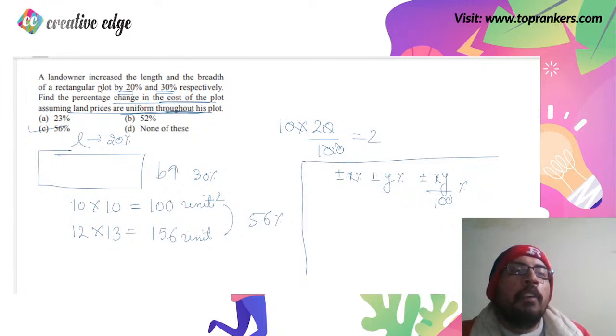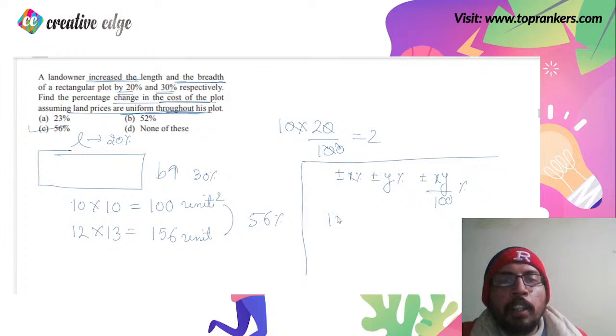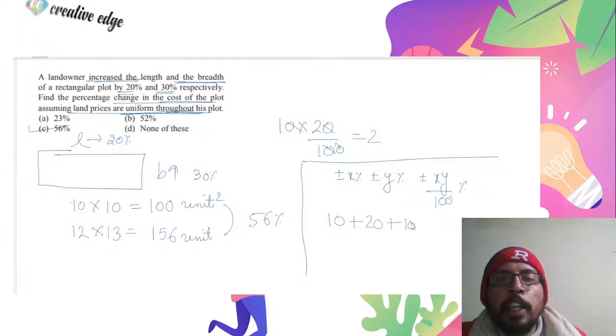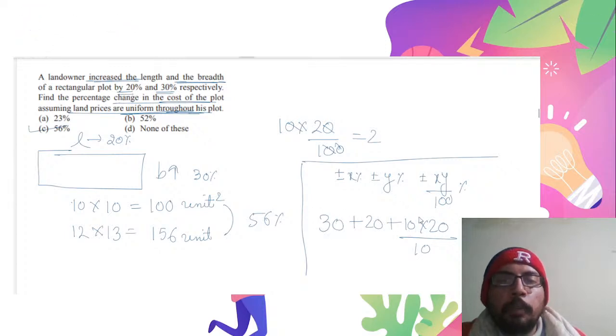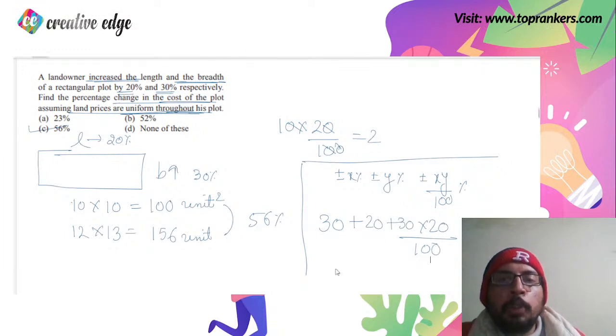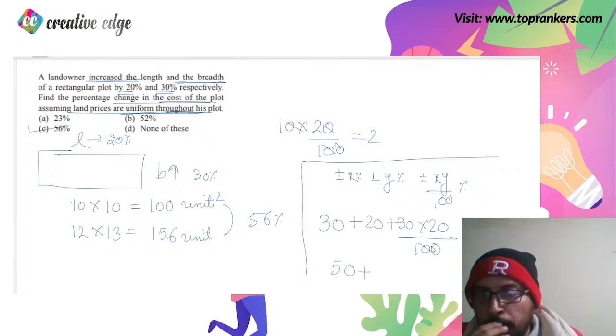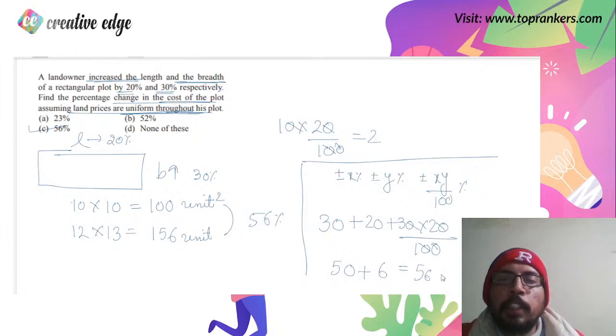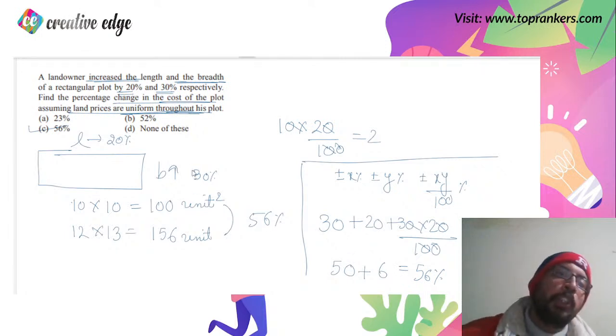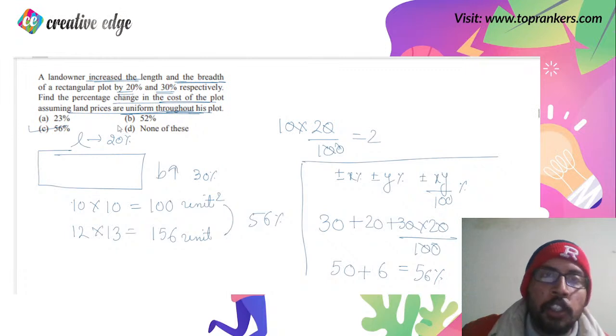So in our question, we have increased length and increased breadth. So we will be taking plus sign both the times. So I will be taking 10 plus 20 plus 10 into 20 upon, sorry, it is not 10 and 20, it is 30 and 20. So 30 plus 20 plus 30 into 20 upon 100. So you will be getting 30 plus 20 is 50 plus, double 0 and double 0 got cancelled, you will be getting 3 2s are 6. So you will be getting 56% from here as well. So this is a shortcut to this question. I hope both the ways are understood by you.